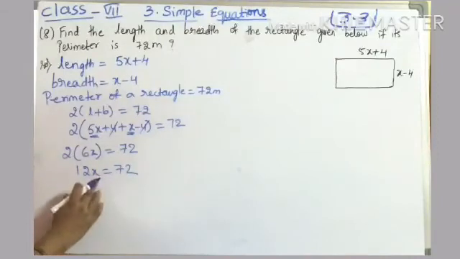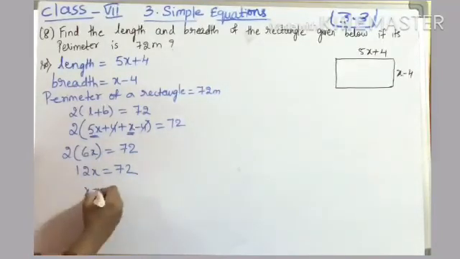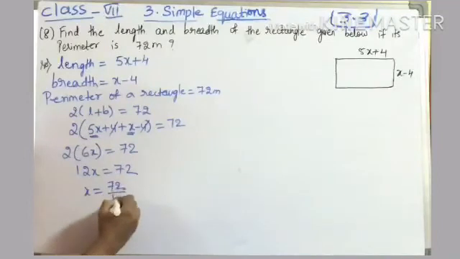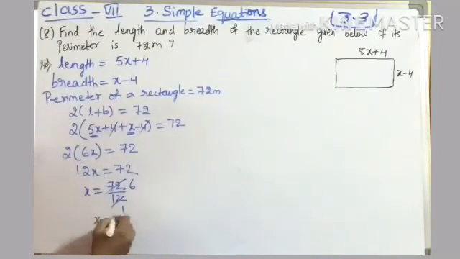So we want the value of x so that we can find the length and breadth. 12 into x, when it is transposed to the other side, it will become division. So x equal to 72 by 12. 12 sixes are 72. So x equal to 6 you got.